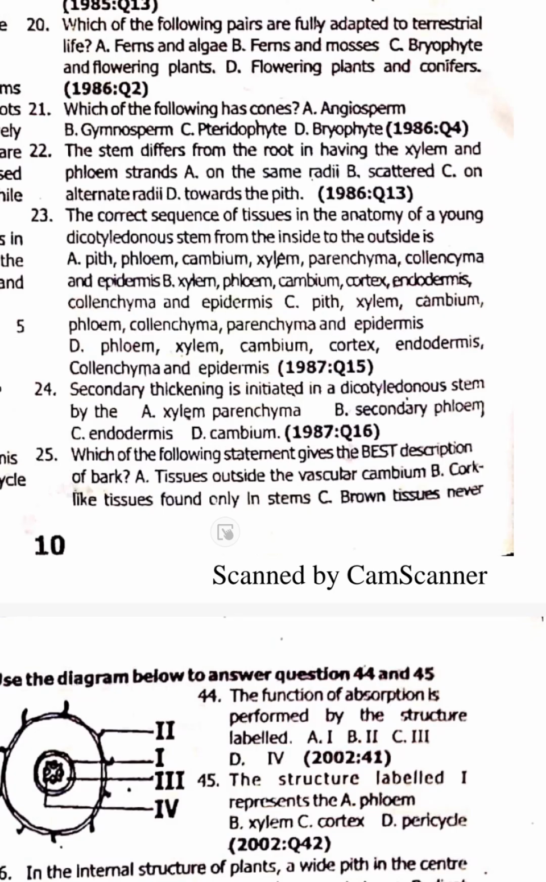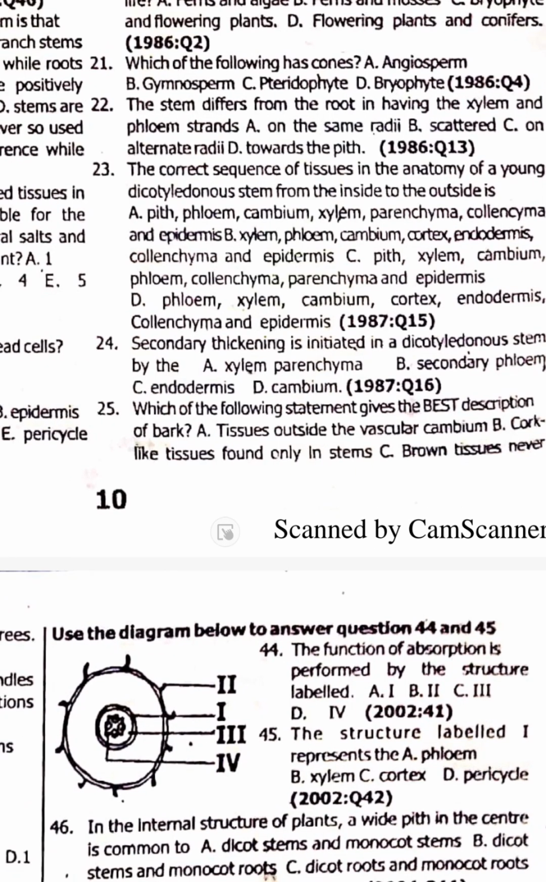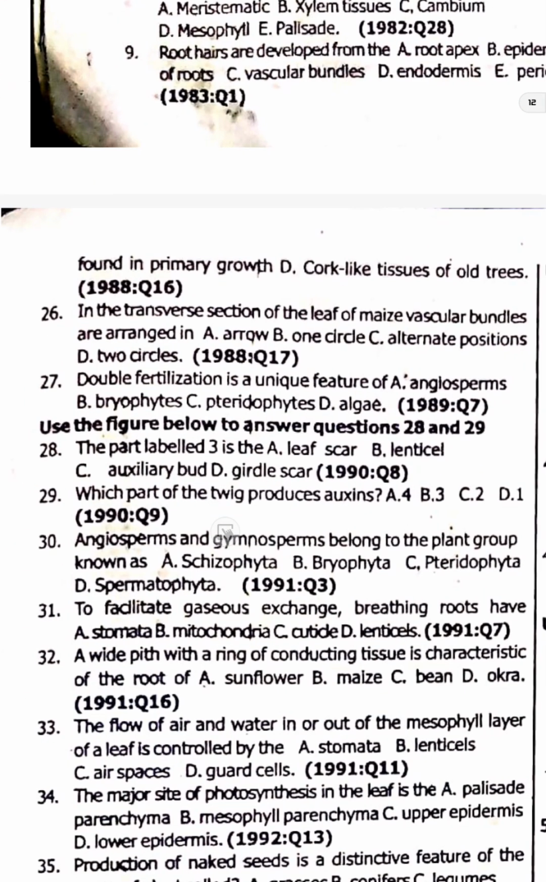Next, the cork layer prevents desiccation. It also prevents damage by fungi and insects. It also acts as an insulator. So 25 is option B. Cork-like tissue found only in the stem.